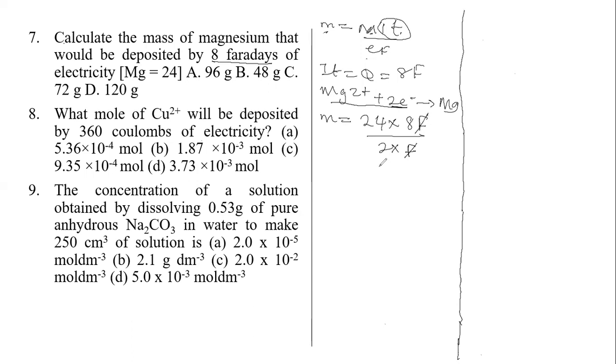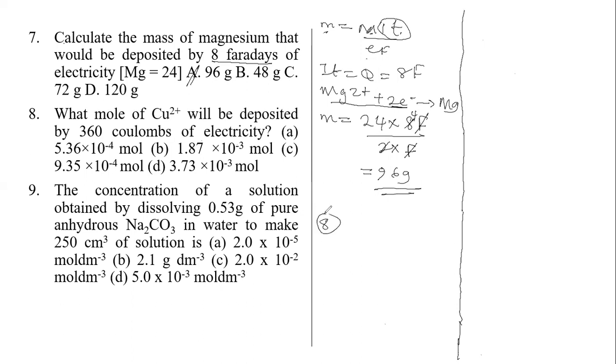So that is Faraday, cancel out this Faraday, and then 2 goes here, that is 4. And so when you press your calculator, you will have 96 grams. So that's why option A will be the correct answer.